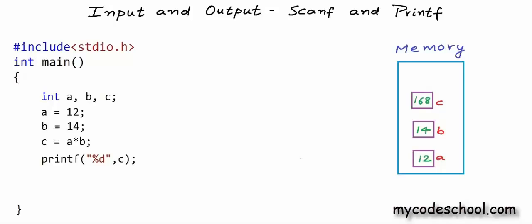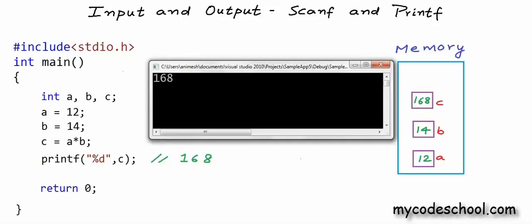When printf sees a %d in the string constant, it expects another argument of type integer corresponding to this %d, and it replaces %d with the value of this integer. So what should be the output of this printf statement that I've written here? Well, in the string constant we only have a %d. This %d will be replaced by the value in c, and the value in c is 168, so 168 will be printed on screen. I'll just put a return 0 in the end here, and now if I run this program, this is what I'm getting.